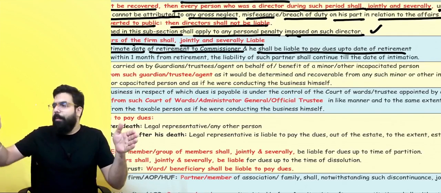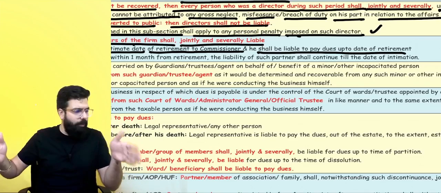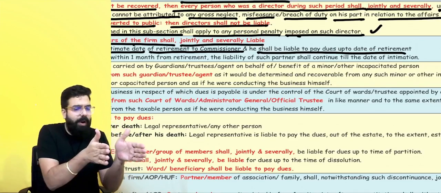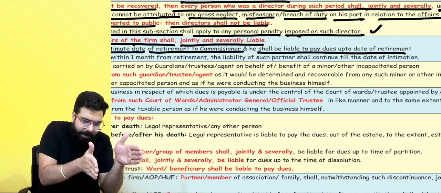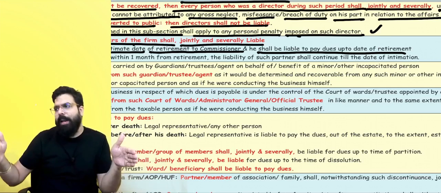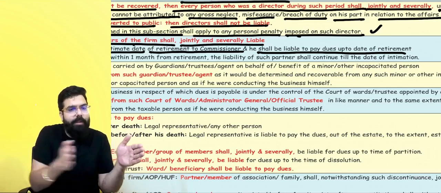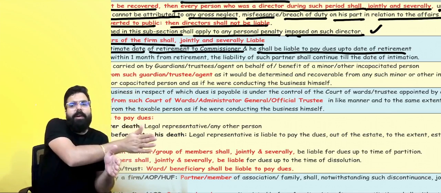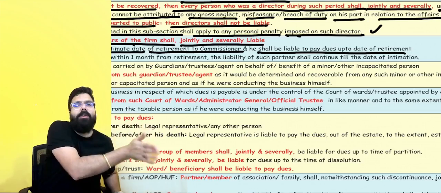Always remember, once a partner has retired, the firm or the partner should intimate the commissioner within 1 month that I have retired. If you inform within 1 month, then you shall be liable only for the dues up to the date of retirement. But sir, if I don't give the information within 1 month, and I give it after 1 month, then you shall be liable for the dues up to the date of such intimation.